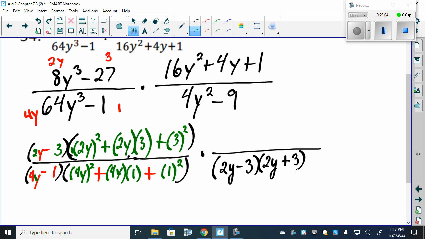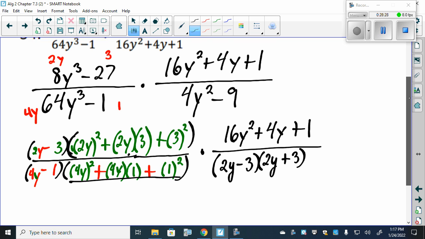What are we kind of hoping with the 16y squared plus 4y plus 1? It'd be nice if it matches up to this down here. If it matches up with this here, we don't have to do anything with it. It'll cancel out. So let's leave it alone for now, because there's a good chance it won't factor anyways.